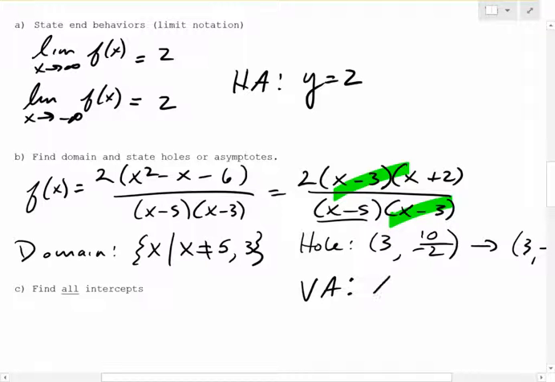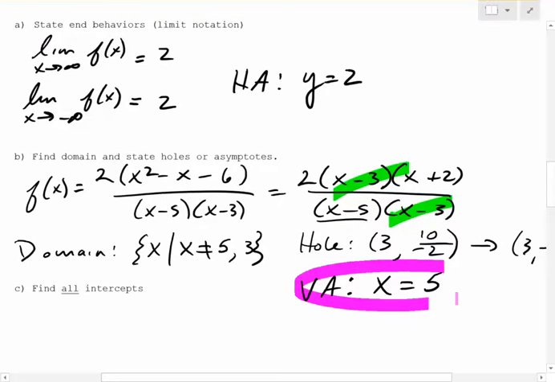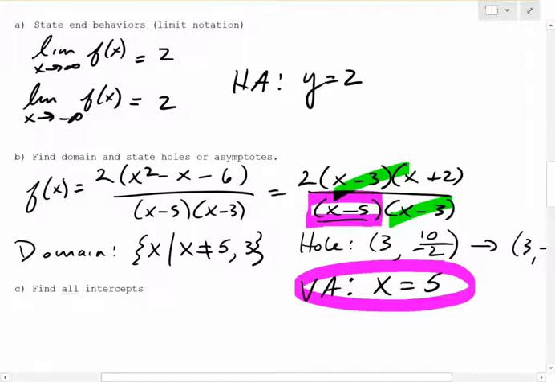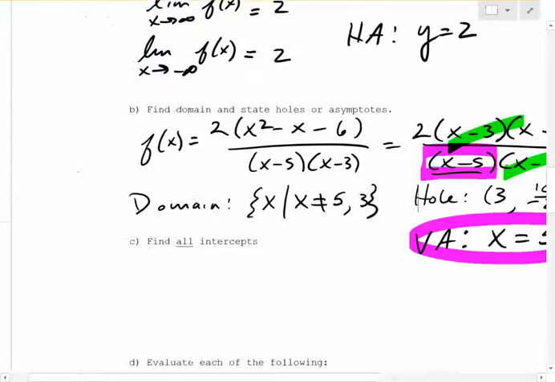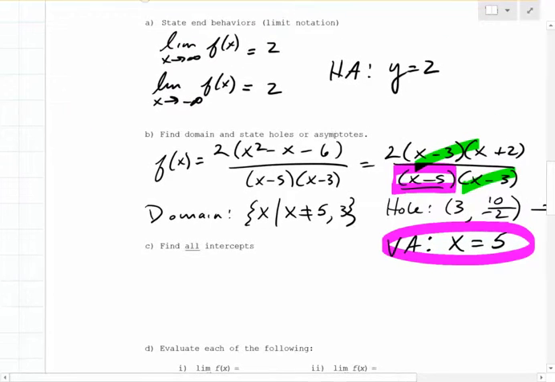Is there a vertical asymptote? Yes, at x equals 5. Where does that come from? The remaining denominator has a term in it, x minus 5. You can't cancel it out. It doesn't cancel.